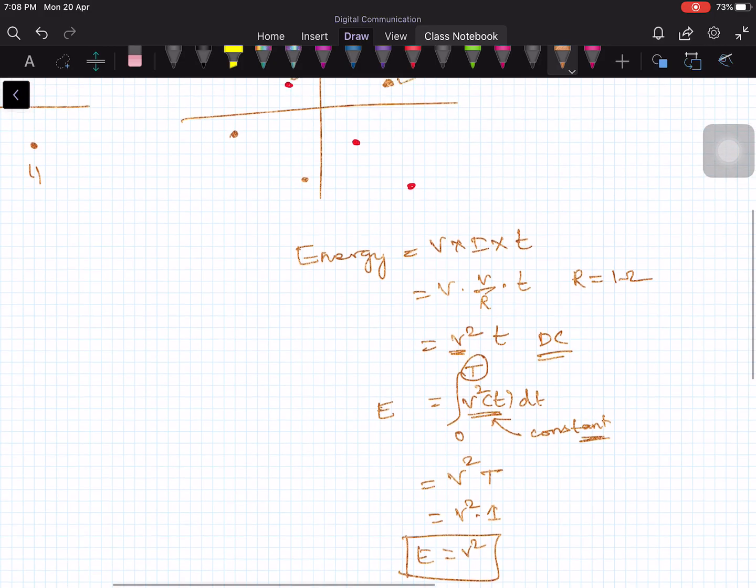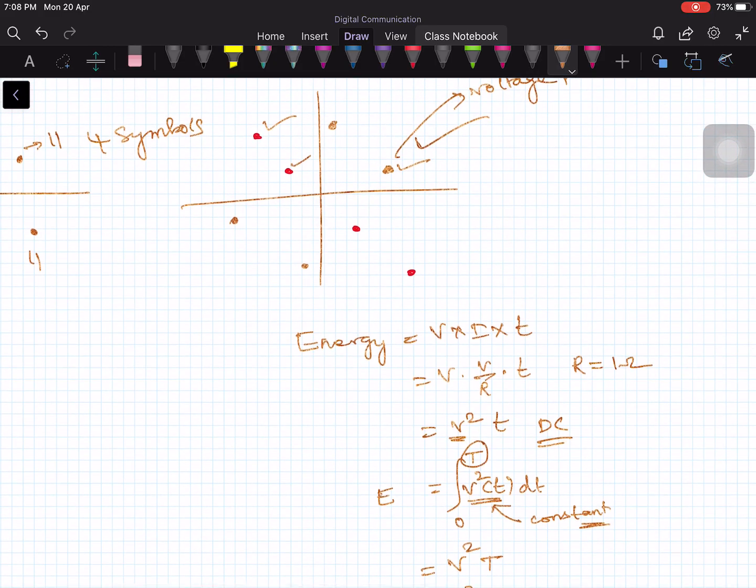So what is this V square? This V square is how far the point is away from the origin. If you have a point like this, it is how far away from the origin. This is your V, the actual voltage, the resultant actually. So this is the x axis and this is the y axis, and take the resultant. That is your resultant.